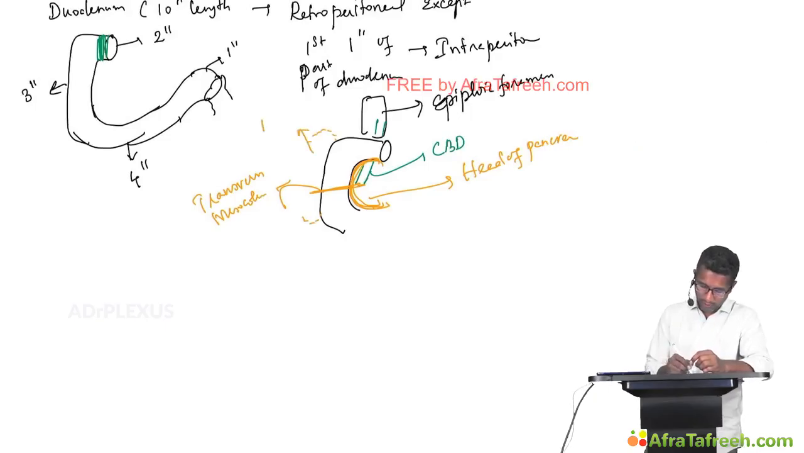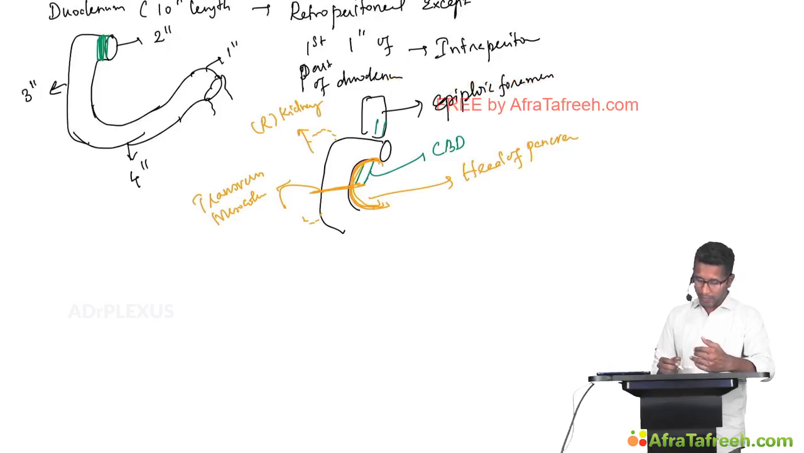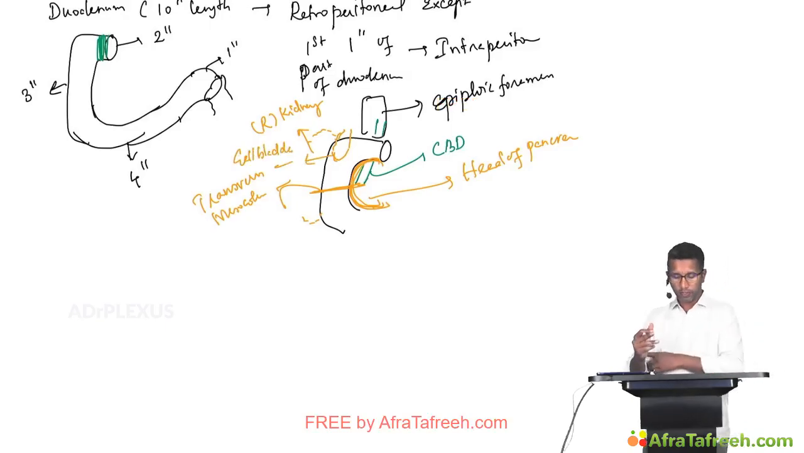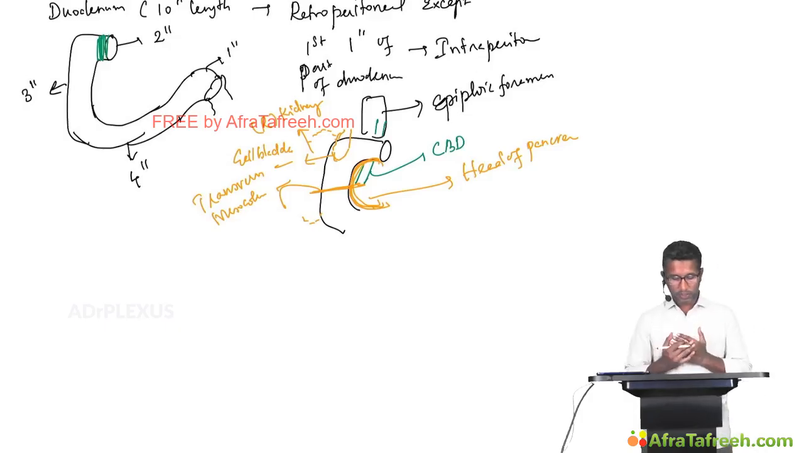So you have the right kidney here. The second part of the duodenum is related to the right kidney, and anteriorly it is also related to the gallbladder here. So you get the relationship of the structures around the duodenum in this region. We don't emphasize much on these relationships; just for completion's sake I am telling you.